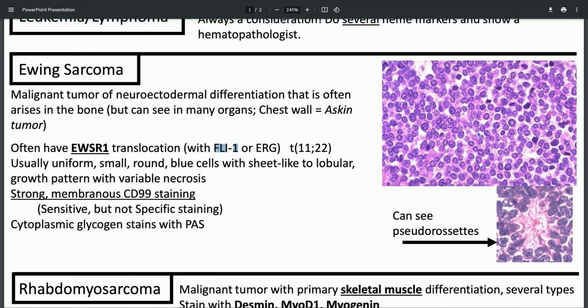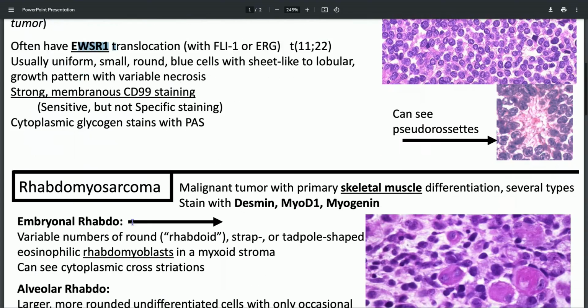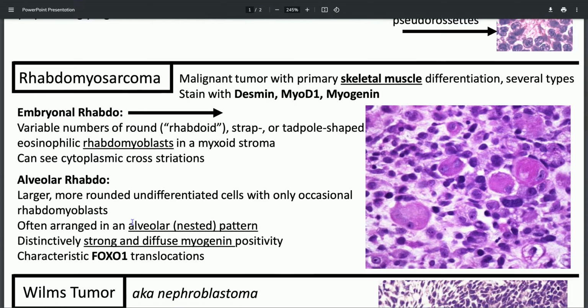For board purposes, and if you're going to send for a FISH, you're going to have to know the translocation. The most common one is t(11;22). That is a translocation with EWSR1 and FLI1. The lesser known translocation is EWSR1-ERG. Of note, EWSR1 translocations are seen in a lot of soft tissue tumors, so just an FYI.